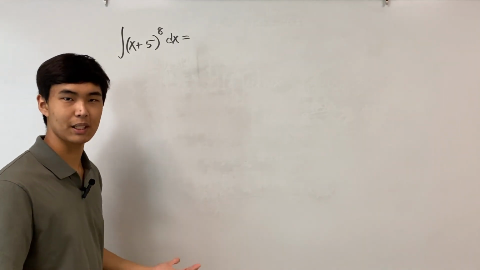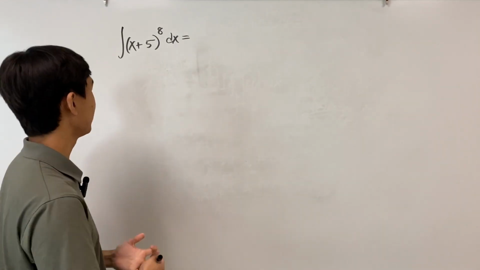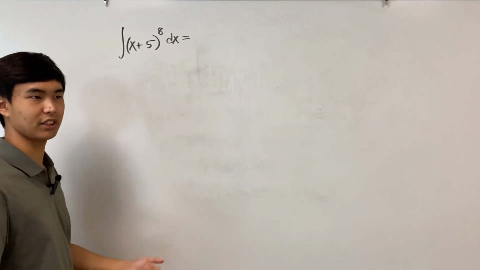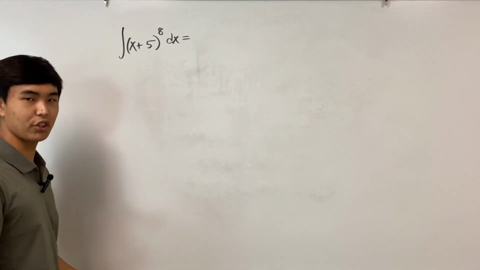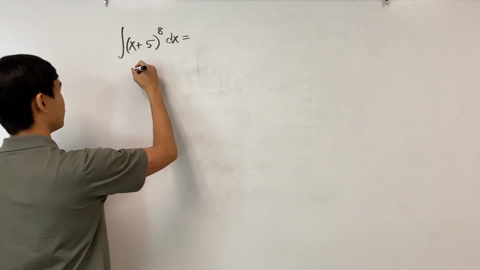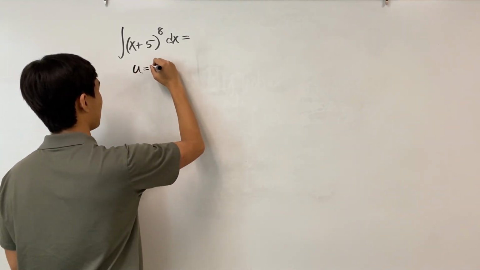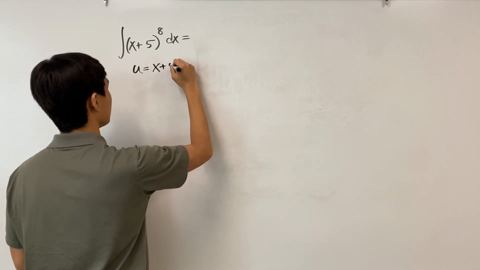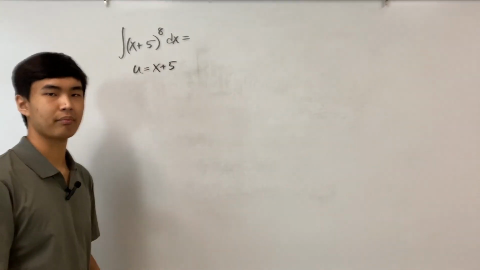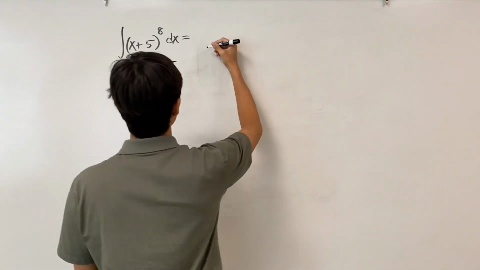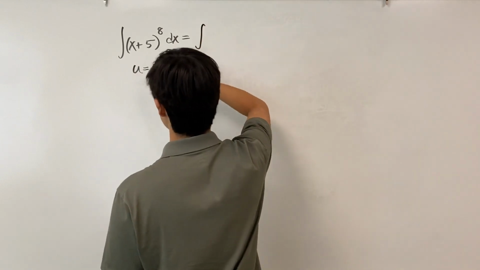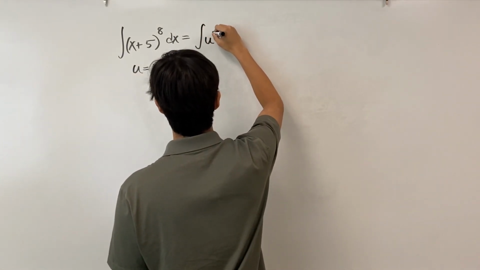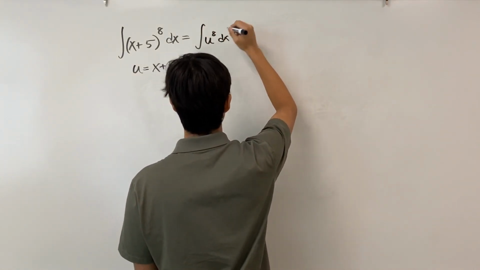This is very similar to the chain rule, and this actually is the chain rule but for integration. So like for derivatives, we're going to introduce a new variable, u. I'm going to let u equal x plus 5. And so we can substitute into our integral. So this becomes u to the 8th dx.